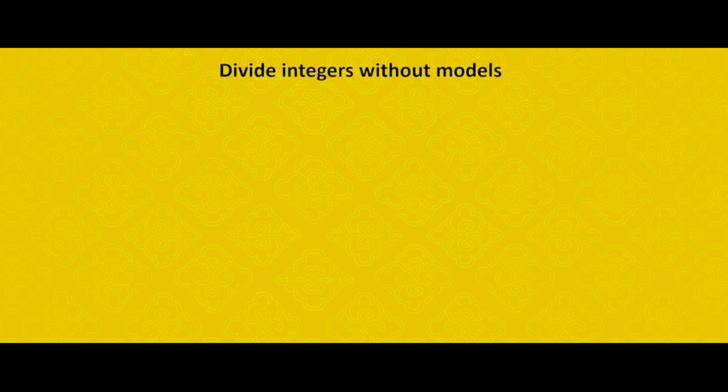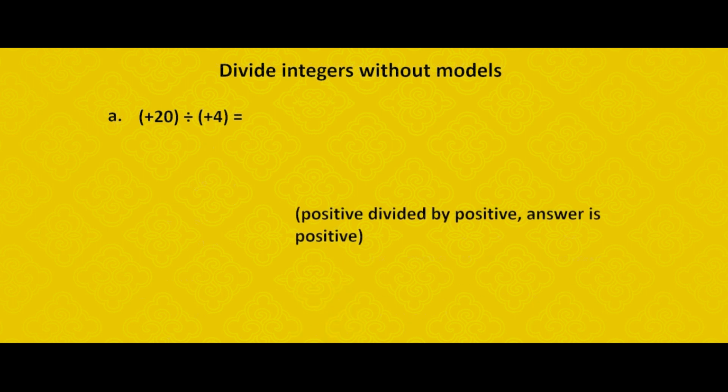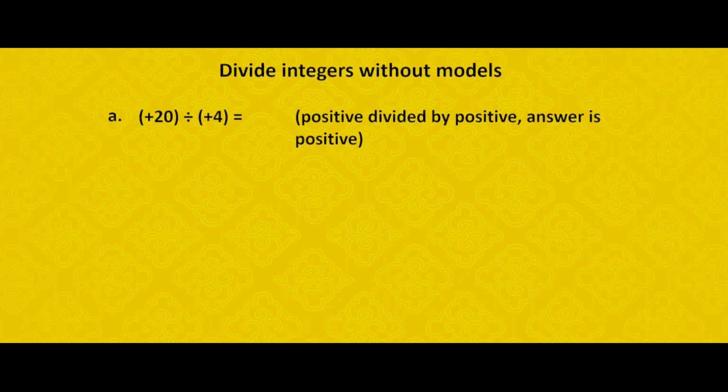Here, if you listen carefully, you will get the whole idea of dividing the integers. So A, positive 20 divided by positive 4. Here, both the signs are same. So when you divide positive divided by positive, the answer is positive. 20 divided by 4, so it is positive 5.